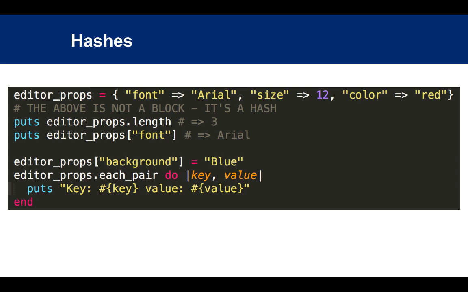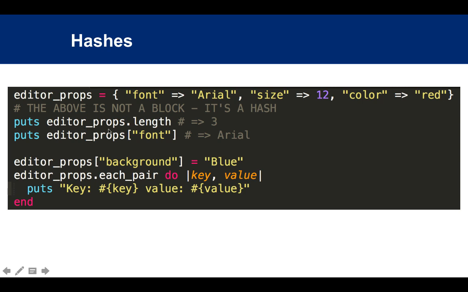So for example, you have an editor props hash that has three values here. You have a font, key, value is Arial; size, key, and value is 12; color, key, and value is red. Now the above is not a block. It looks like a block. It could be mistaken for a block, but it's not a block, it's a hash. And we'll discuss the difference between hashes and blocks in a few slides.